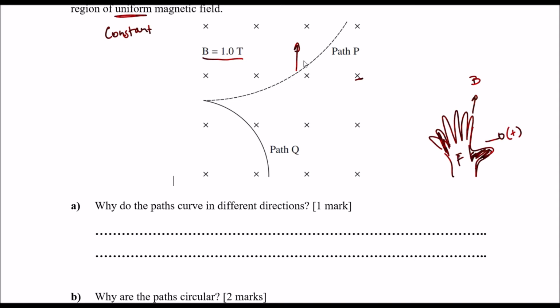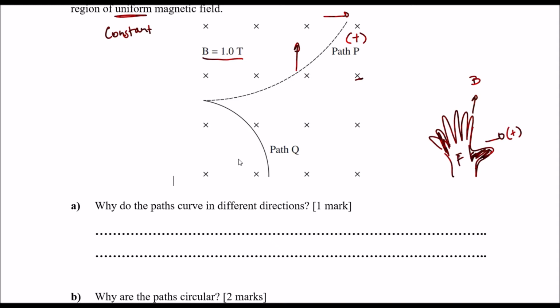And given that the charged particle is moving in this direction towards the right, your right hand should look like the palm is facing up, fingers going into the page, and right thumb going towards the right hand side. In that case, path P is being created by a positive charge. So the movement of a positive charge.